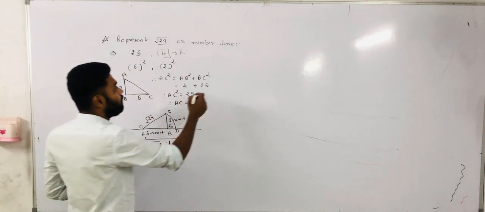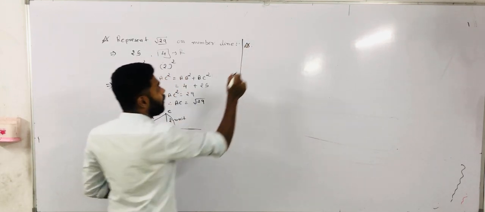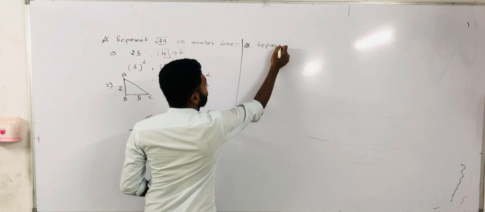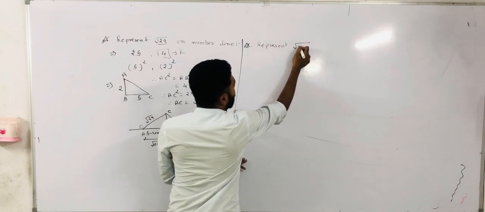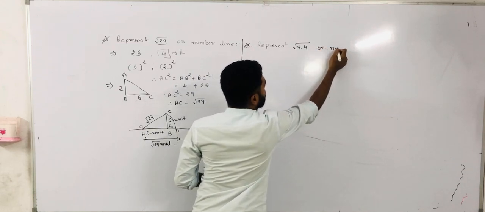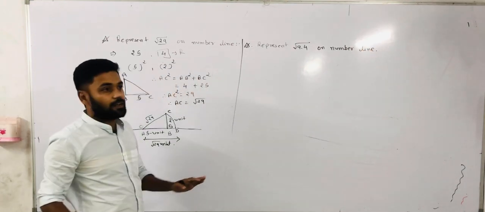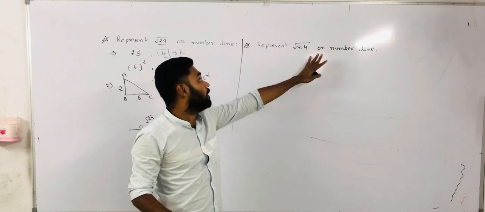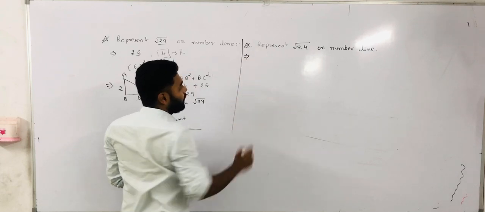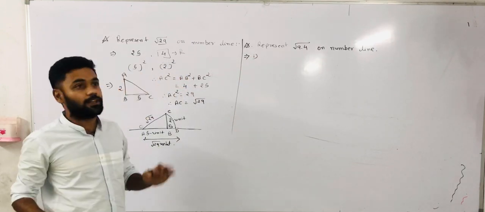Now, similarly, if you want to represent an under root of a fractional number, let's say, represent under root 9.5 on the number line. Now it is not an integer number, so for that we require another method. There are 4 steps to represent under root 9.5.